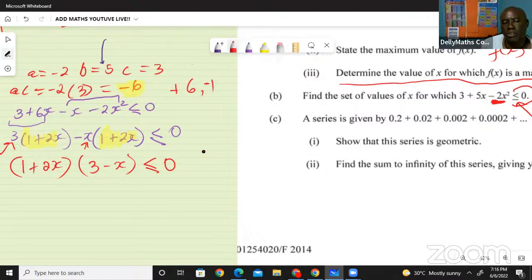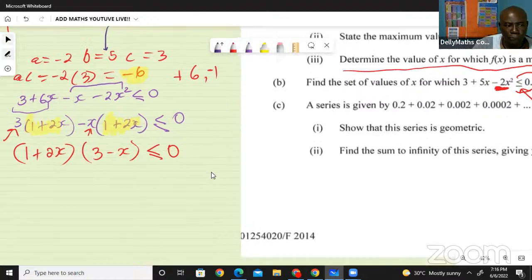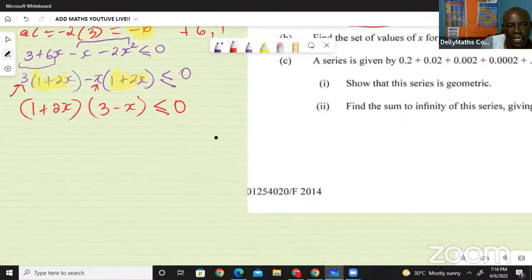So let us interpret this now. What we want to do is find the critical values. In finding the critical values, you are going to ignore this inequality idea just for a little bit, because you want to find the values that you're going to be using to evaluate your expression. All right, so then let's find them.